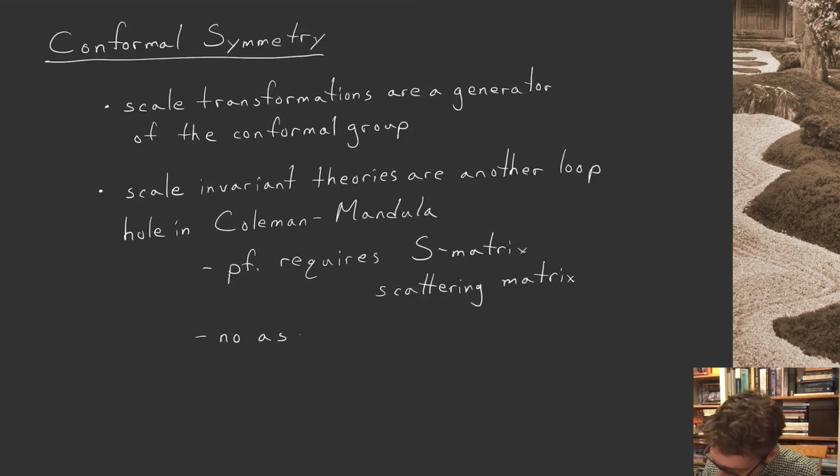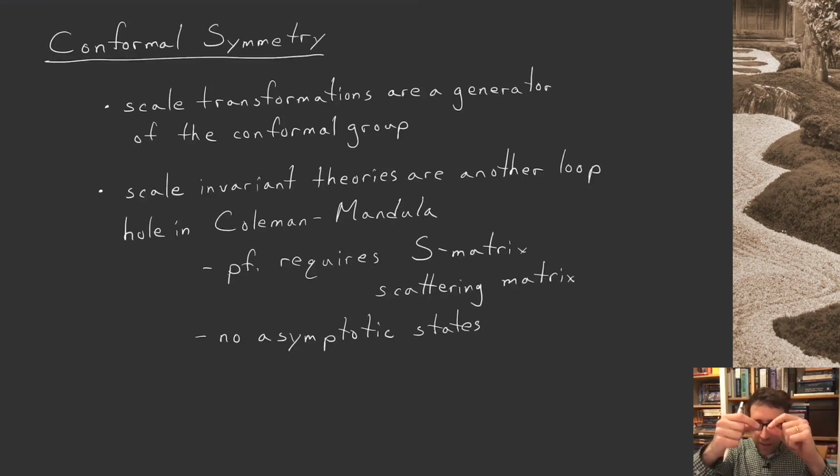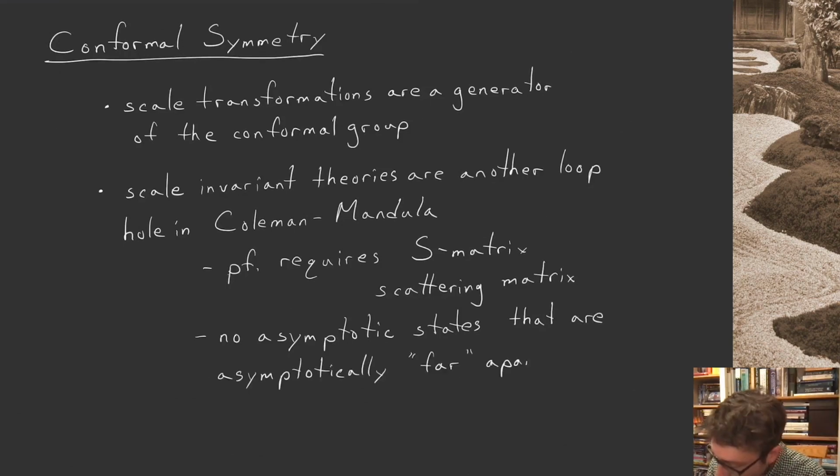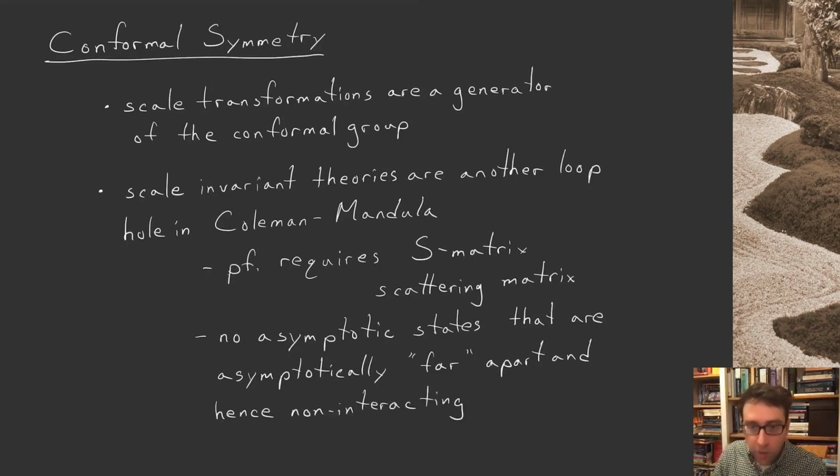There's difficulty in defining asymptotic states. So what are these asymptotic states? To define the S matrix, you have some particles in the far past. They're so far apart that they don't interact. They come in, they scatter, and they go off to the far future, where again they're so far apart that they don't interact. In these scale invariant theories, the problem is that these asymptotic states don't exist. There are no asymptotic states that are asymptotically far apart and hence non-interacting. You can always do some scale transformation and bring those asymptotic states back close together again, and so there's no real notion of far.